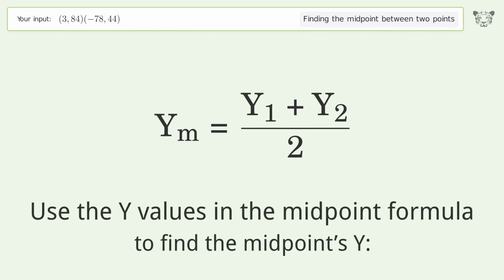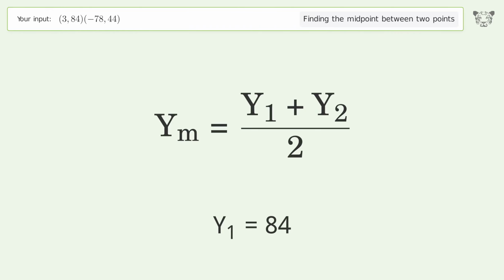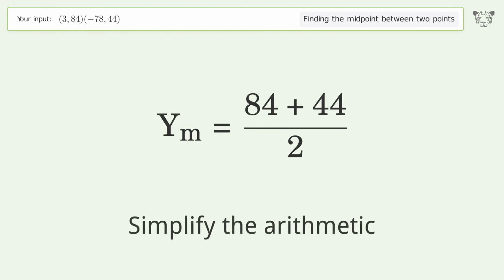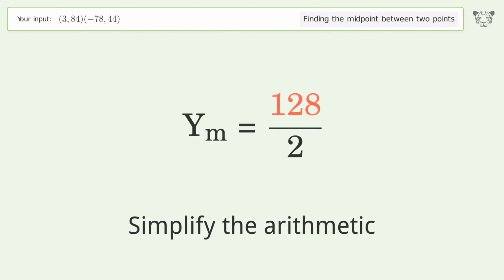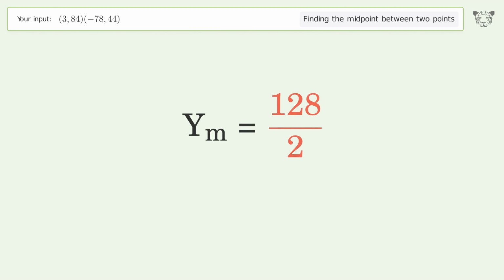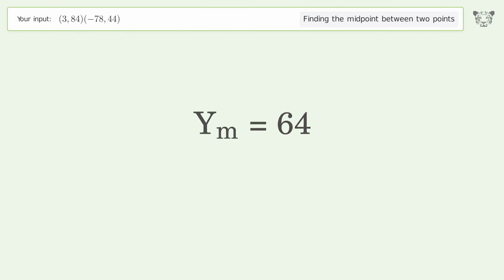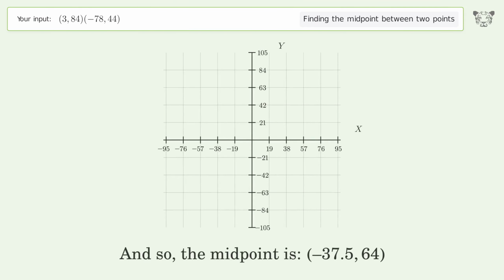Use the y values in the midpoint formula to find the midpoints y. y1 equals 84. y2 equals 44. Simplify the arithmetic. And so, the midpoint is negative 37.564.